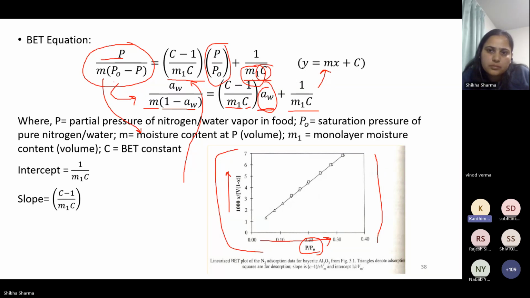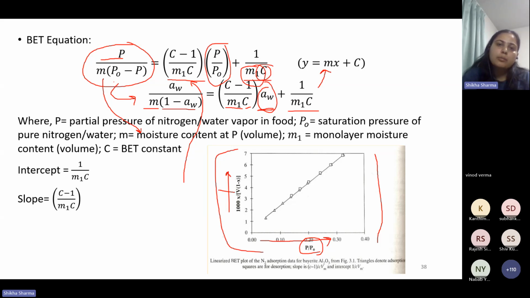Ma'am, on the left side, is that the volume of water or the volume of some other product? It's the volume of anything you can take. Even if it's a product in gaseous form, it can be nitrogen, it can be water vapor; it can be the volume of any gaseous substance which is coming and getting absorbed on any solid surface. It is a general formula, and it's there in chemical engineering also, this BET theory.